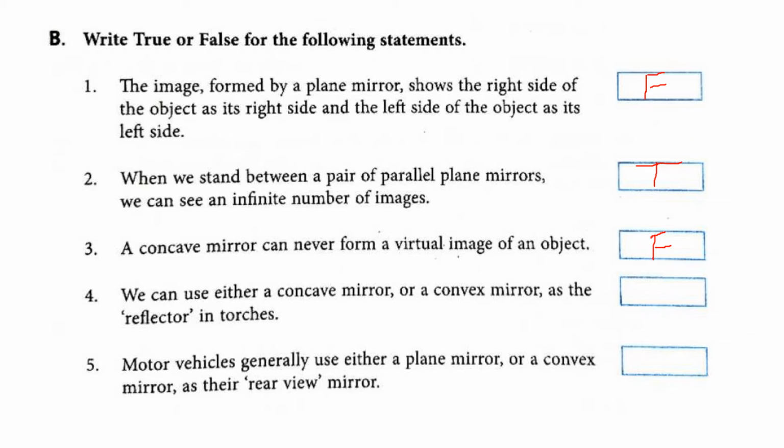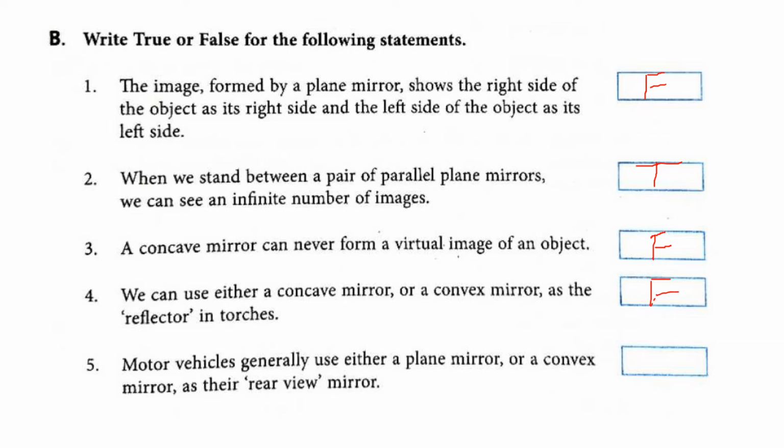We can use either a concave mirror or a convex mirror as a reflector in torches. What will we be using in the reflectors? We want the light to be enlarged and to diverge. So a concave mirror we have to use in the reflectors in torches. If you use a convex mirror, the light will become less, and we want to increase the amount of light. So that is why this statement is false.